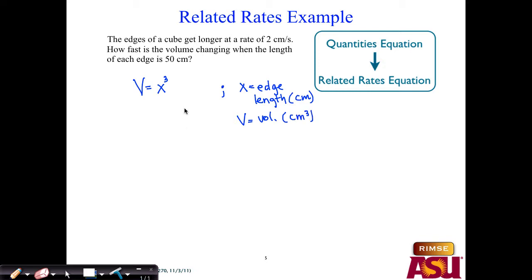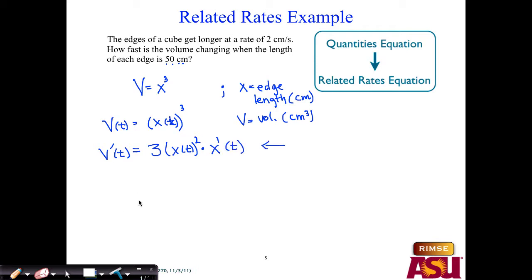So if I know how fast x is changing, I want to know how fast V is changing, and it's at a particular point in, well, not in time, but at a particular point in the process, when the edge lengths happen to be 50. What I'm going to do is imagine V is a function of t and x is a function of t. Both of these are changing over time. They're not the same function. And I could write out x as a function of t, write out that function. But if I want to know how the rates of change of volume and side length are related, then I'm going to take the derivative with respect to time. So taking this derivative, I get 3 x of t squared times the derivative of x of t.